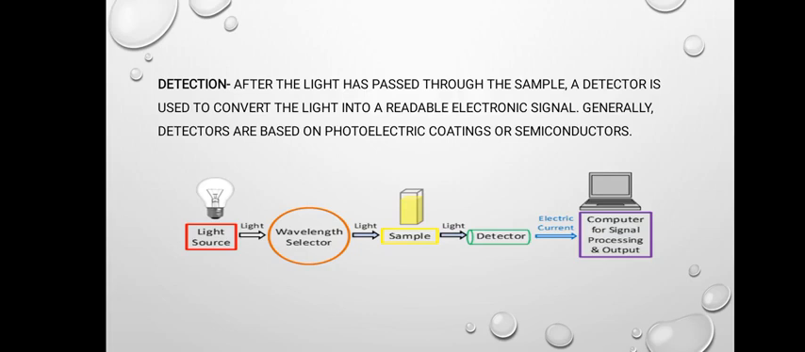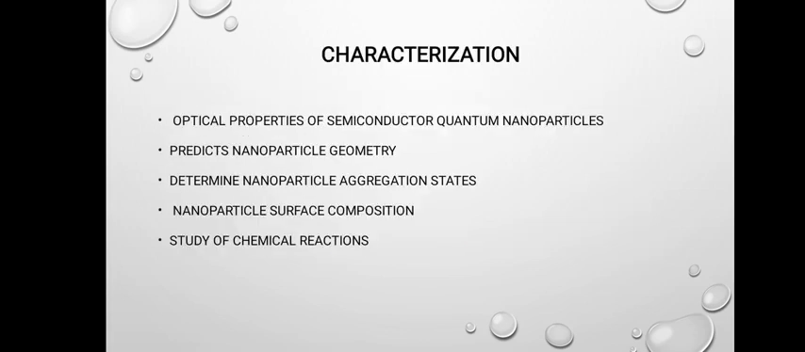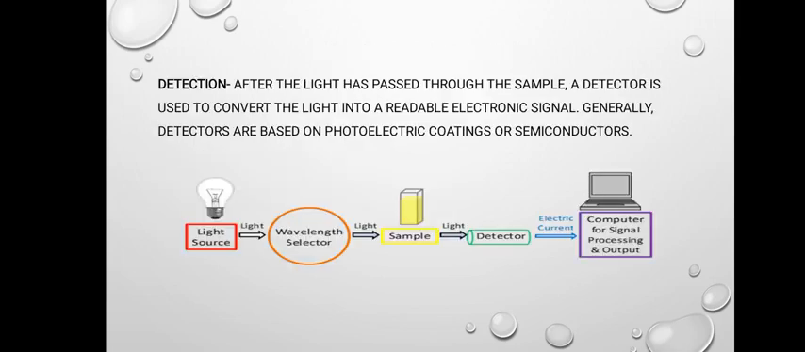Detection. After the light has passed through the sample, the detector is used to convert the light into a readable electronic signal. Generally, detectors are based on photoelectric coatings or semiconductors. The first one is the light source, and then the wavelength selector, and then the sample, and then it goes to a detector, and then to electronics like a computer for signal processing and output.